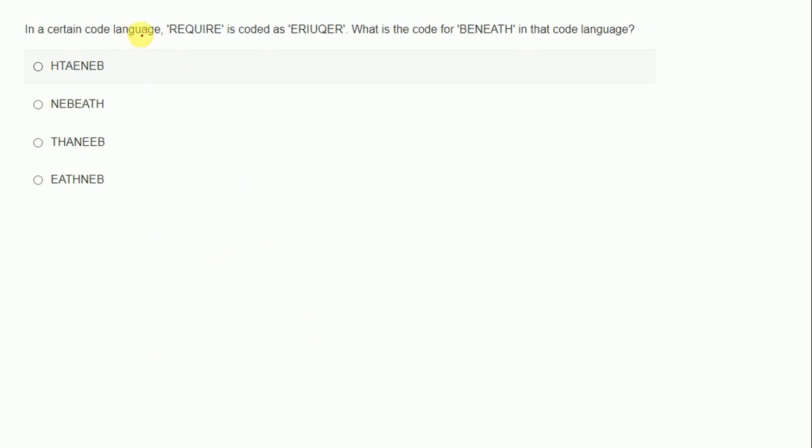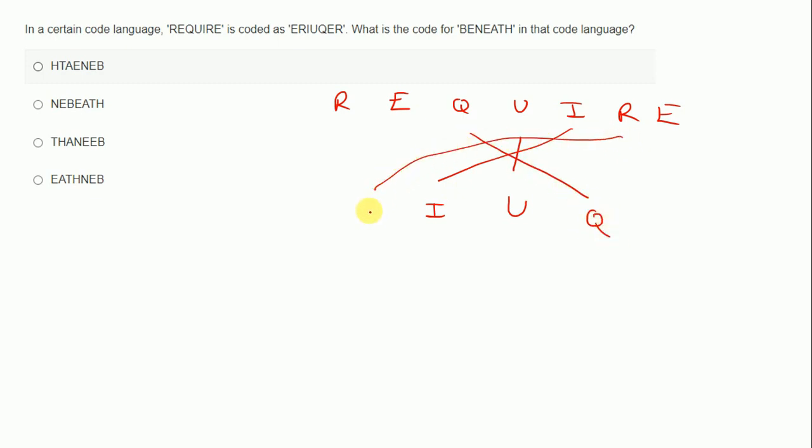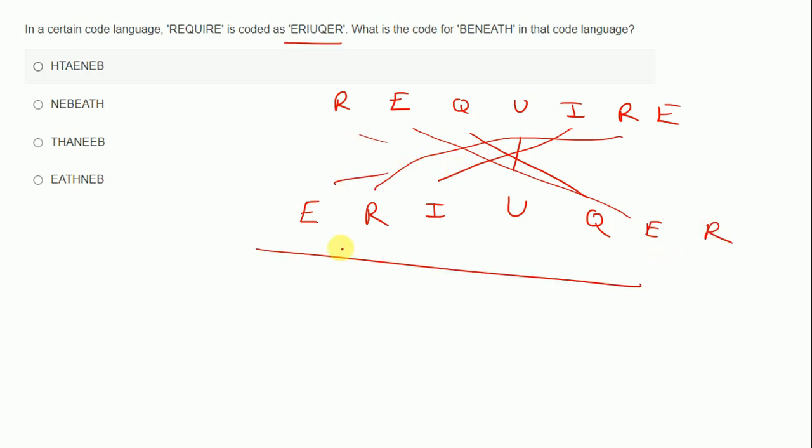Now in a certain language code, REQUIRE is coded as ER, IUQER. What is the code for BENEATH in that language? So here R, E, Q, U, I, R and E. Here a very simple logic is used in this question. For U it is U, and for I it will be cross, and for this it will be cross, and for this also it will be cross, and for this also the same, and this will be at the end of here, and this will be at the end of here, and this becomes this word.